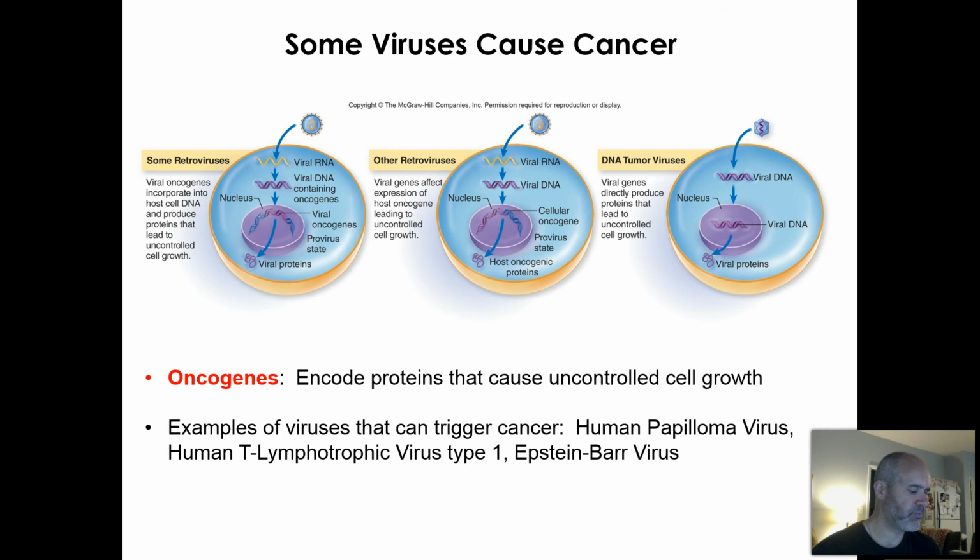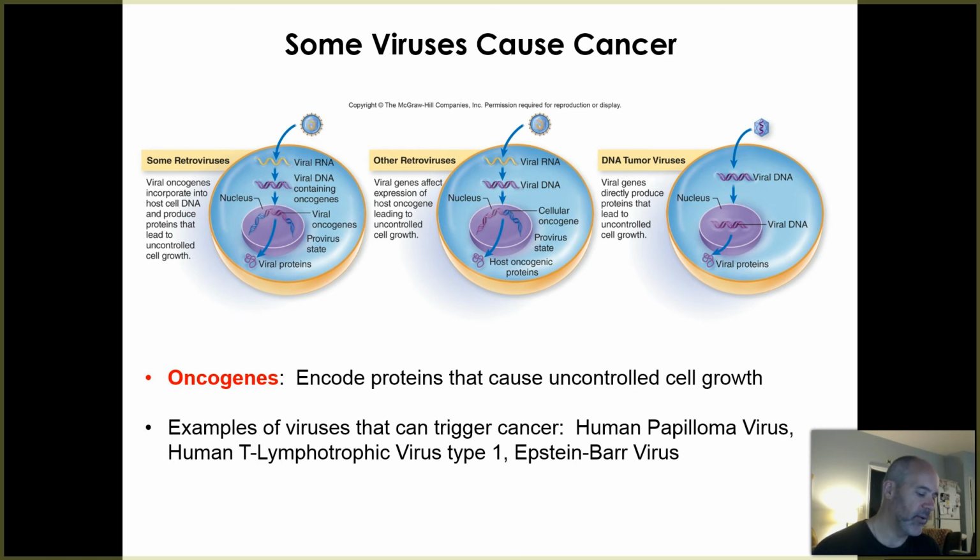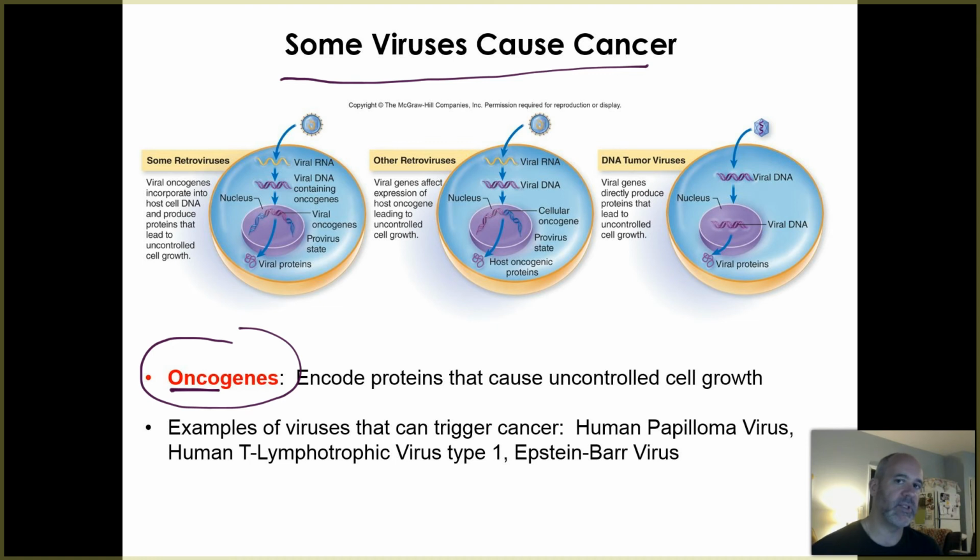There are some viruses that cause cancer, and your textbook has a little bit of information about this. Again, cancer cells are cells that are dividing in an out of control manner in your body. Some viruses have genes that are called oncogenes. Onco refers to cancer, like oncology. An oncologist is a cancer doctor. And oncogenes are genes that code for proteins that can trigger cells to become cancerous.